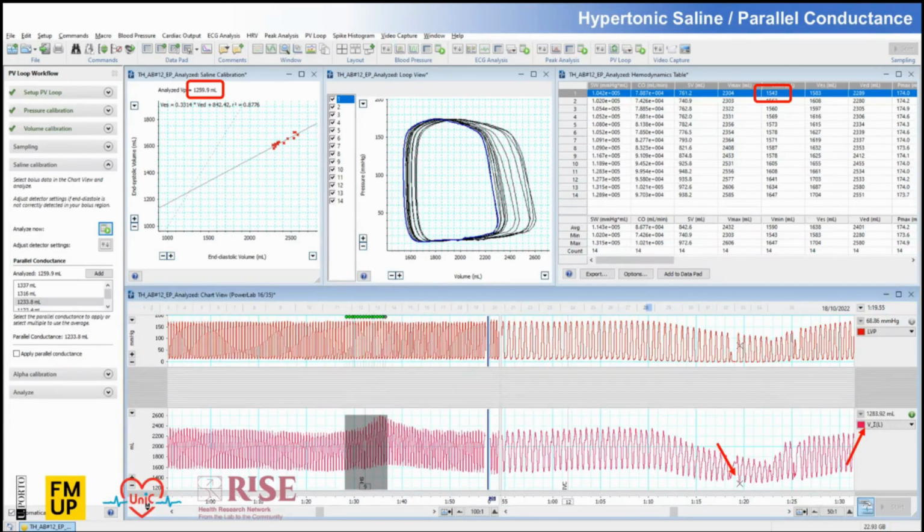Stop your recording, select your volume shift, and quickly analyze it to make sure that your VP is not larger than your minimum volume, because otherwise you'll get negative volumes when you apply your parallel conductance, and that does not exist. So always make sure that you do this during your experiment. And in our experience, this happens more frequently than one expects, and therefore wasting a few minutes during the experiment can save you a lot of hours at the later stage.